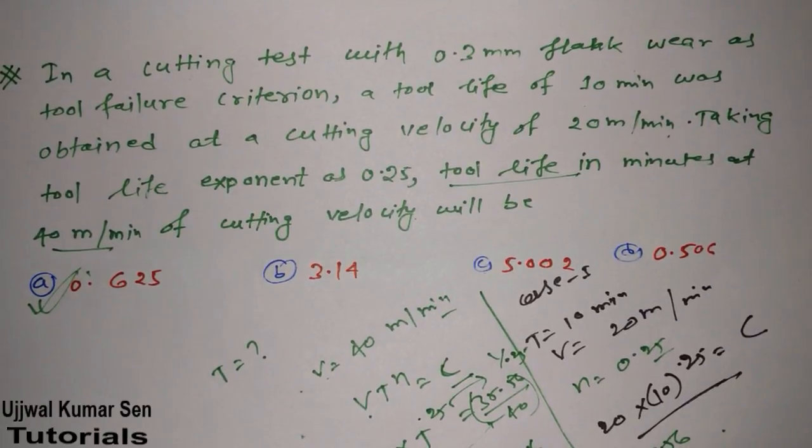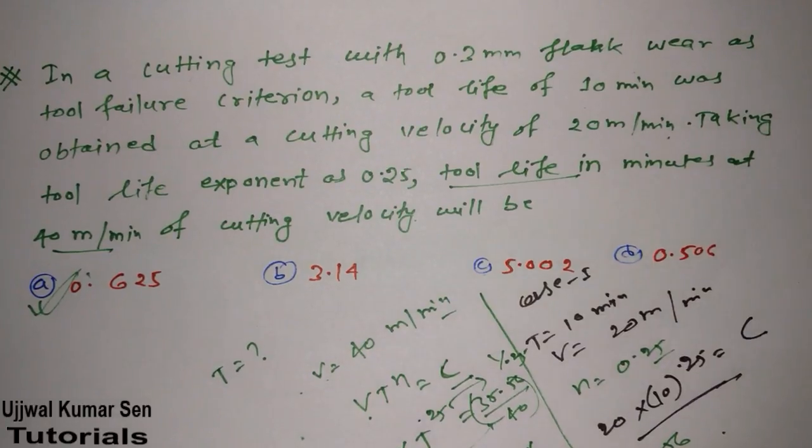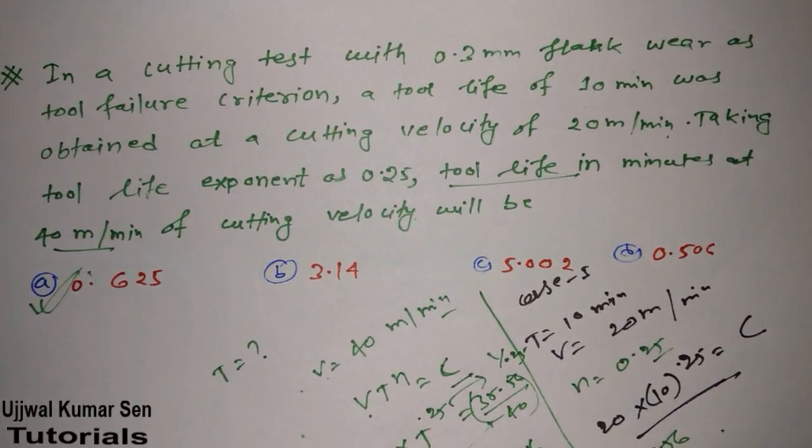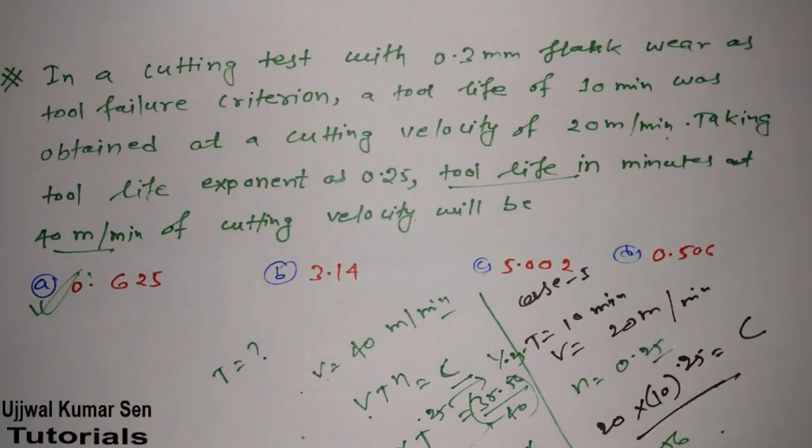And is there any other thing I am using to solve the numerical problem other than v t to the power n is equal to constant? I don't think so. I am using some basic concepts that you probably also know. Almost anybody preparing for an examination like GATE can tell. So this is all about Taylor's tool life.